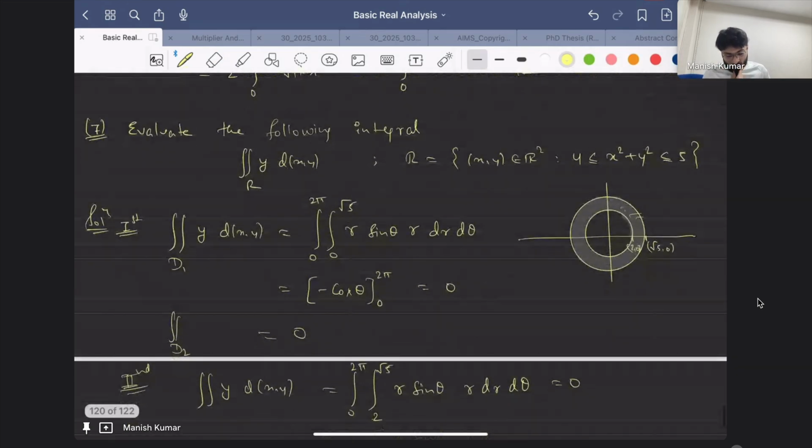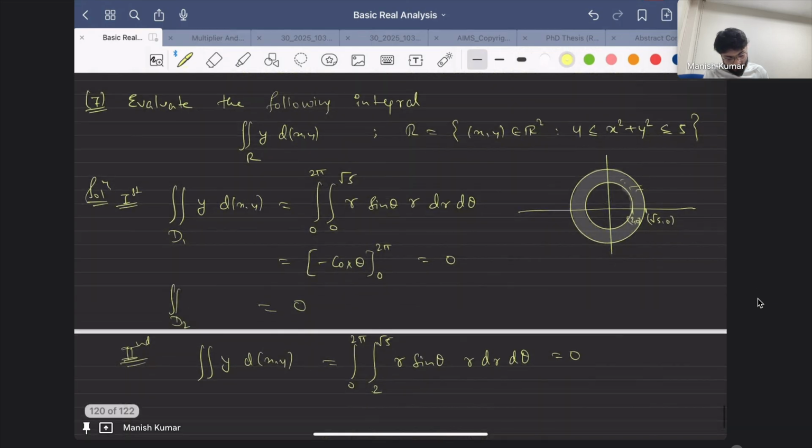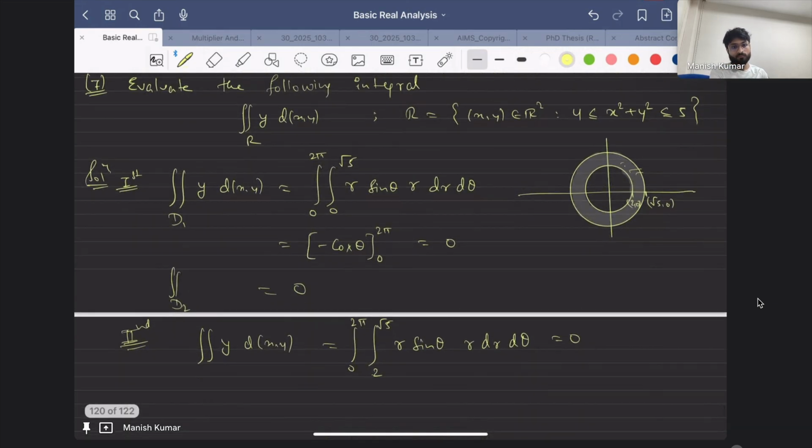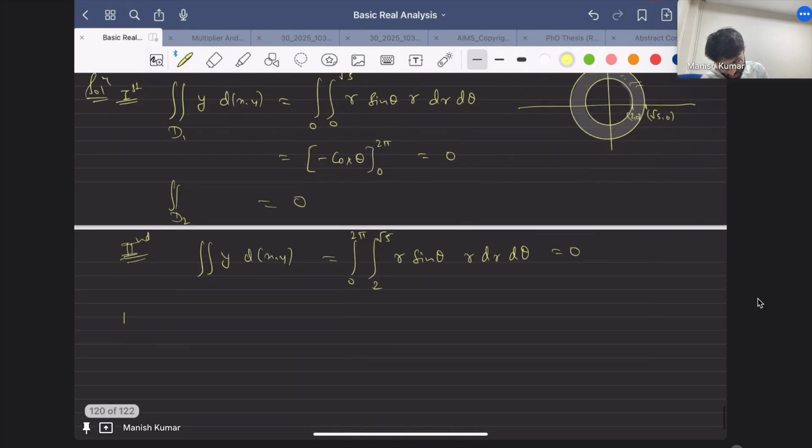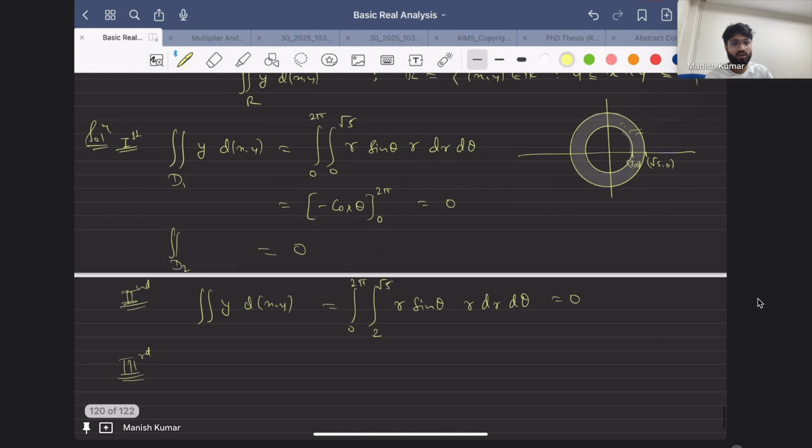Sir, can we try it in Cartesian form? Cartesian, yeah, one can do it, but it would be very clumsy, that's all. Just leave it, sir. Okay, sir. You can try it out, but you'll have to do it in a partition properly.